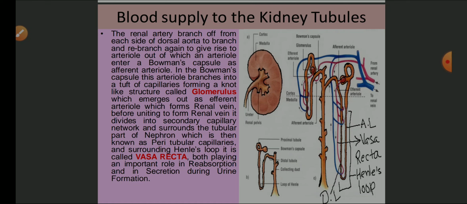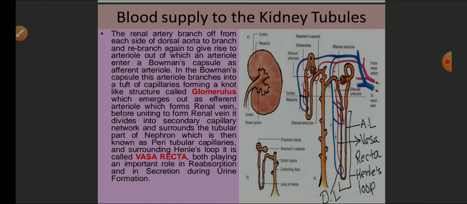This glomerulus then comes out as efferent arteriole. This efferent arteriole reaches out with other efferent arterioles to form renal vein. Renal vein then combines with the inferior vena cava and supplies the deoxygenated blood but pure, free from ammonia, uric acid and urea and creatinine and other minerals and salts, into the heart. But before the efferent arteriole unites to form renal vein, it requires to form the capillaries surrounding the tubules of nephron, and this network of capillaries surrounding the tubules of nephron is known as peritubular capillaries.